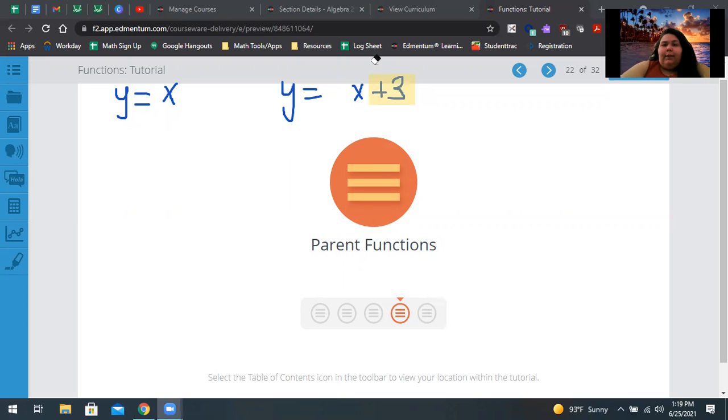There are more parent functions than just y equals x. It is also y equals x squared.